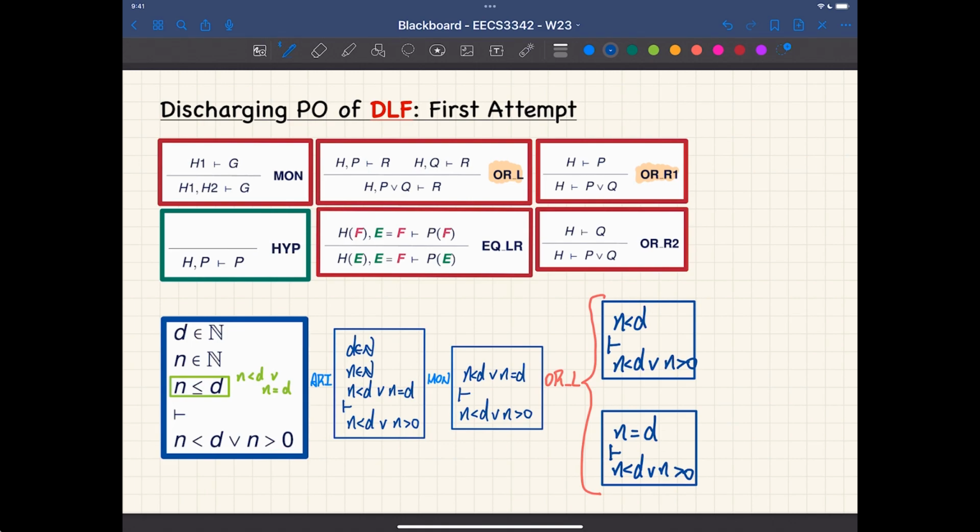Say that again. ORL, that's what we're using. Yeah, for the top one, don't go there just yet. We want to get everybody to look at that. Okay, so guys, would you think this might be provable?